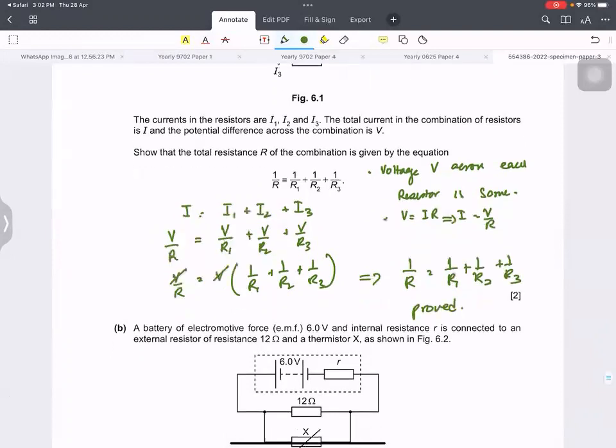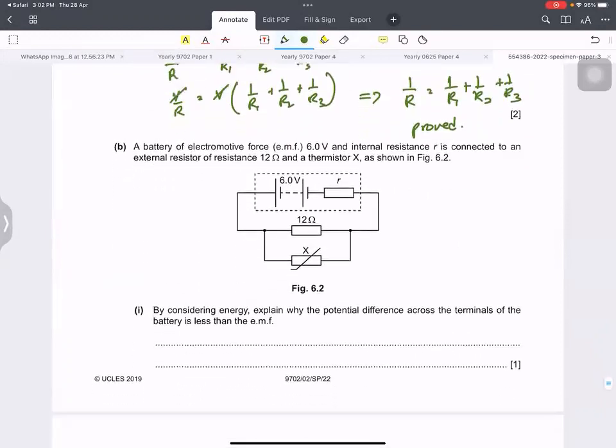Okay. Now, by considering the energy, explain why the potential difference across the terminal of the battery is less than the EMF. Right? So you already know. Well, maybe you know. All right. So you only need to write that some of the energy is dissipated in the internal resistance.